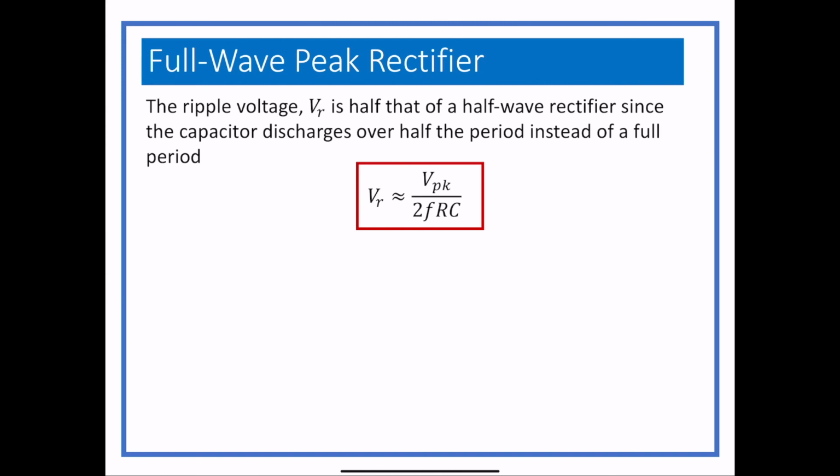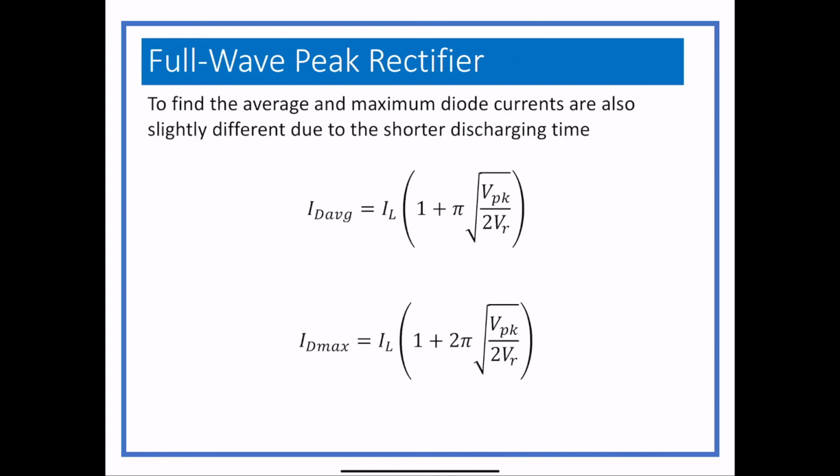And then the values of the average and maximum currents, again, are also slightly different, but not majorly different. Instead of 2 V peak over VR, we have V peak over 2 VR, and we get almost the same value. So these are the things you need to know about filtering, and we'll cover the last topic on Wednesday.